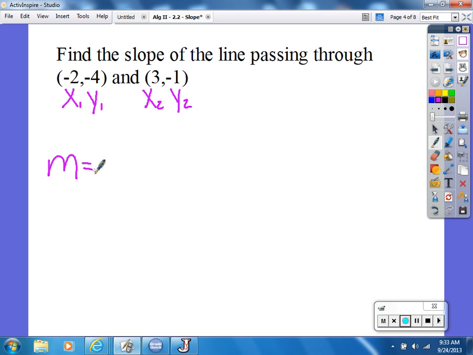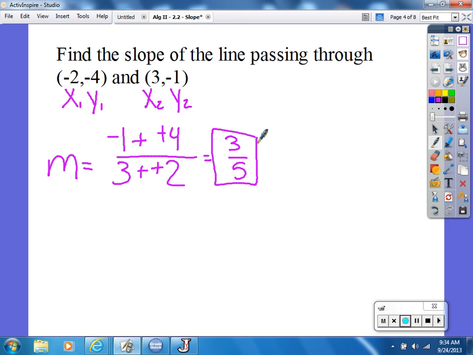So now I'm going to fill in my slope formula. And it says y2 minus y1 over x2 minus x1. So all I did was I plugged those numbers into the correct spot. What do I do with a minus and negative? Plus a positive. So I'll change those to help me out. And I get 3 over 5. My slope is 3 over 5.